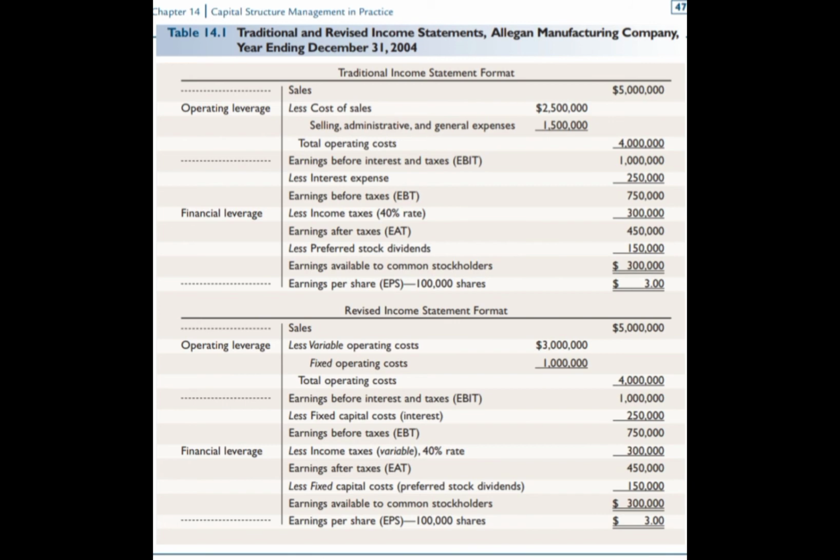Last na pod ka og income taxes or variable nga 40% rate, 300,000. So na naman kay 450,000 nga earnings after taxes or EAT. Last na po nimo sa fixed capital cost or preferred stock dividends nga 150,000. So na kay total nga $300,000. Mao na ang imong earnings available to common stockholders. So same ra gihapon, imo ning ang 300,000 i-divide mo sa earnings per share naka $3.